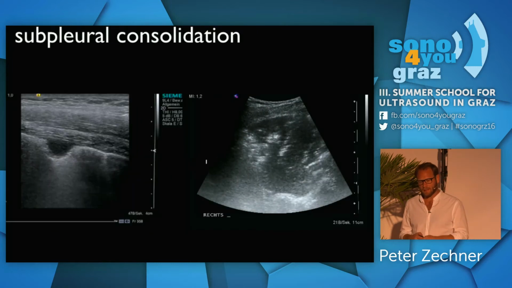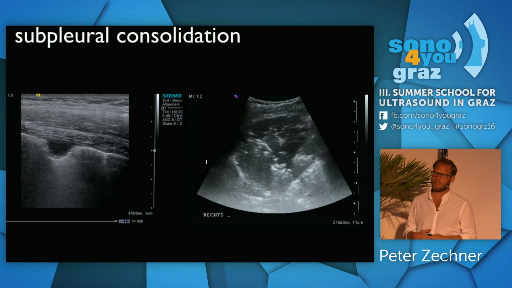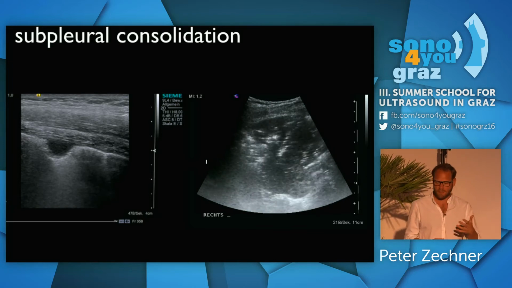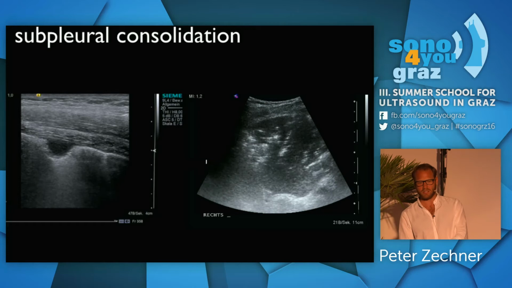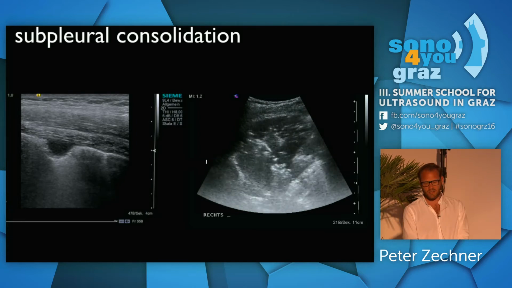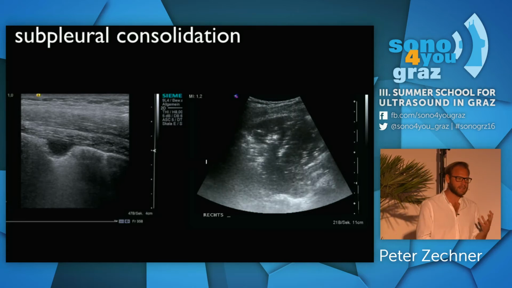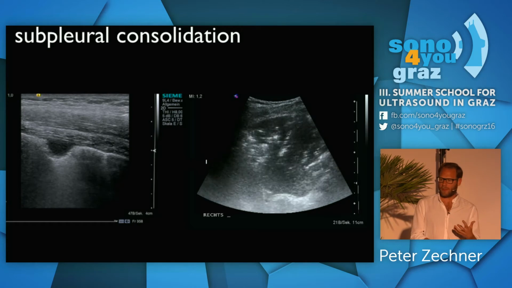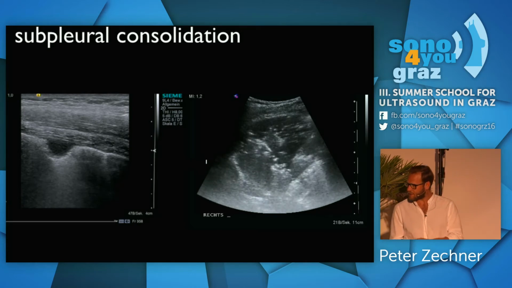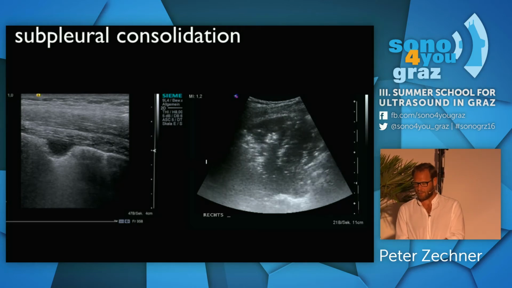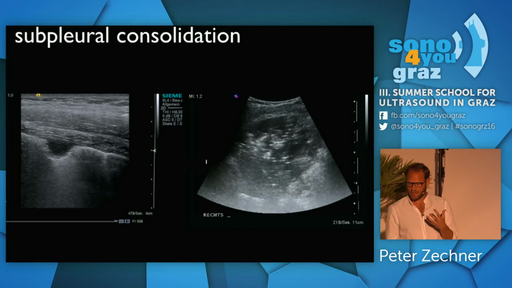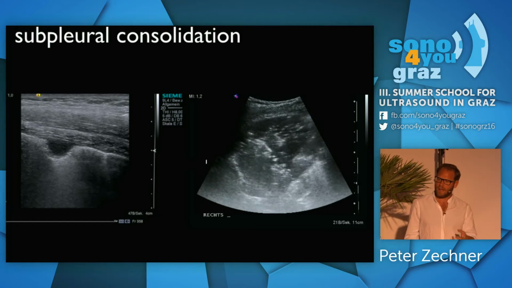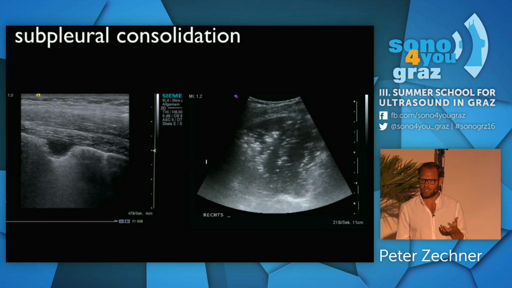It's just that the lung isn't filled with air anymore, and we see this consolidation. The next sign is subpleural consolidation. What is meant by subpleural consolidation? This is a situation in which the lung, or some areas of the lung, are not filled with air anymore, and they consolidate, and we get an echogenic appearance of the lung tissue.